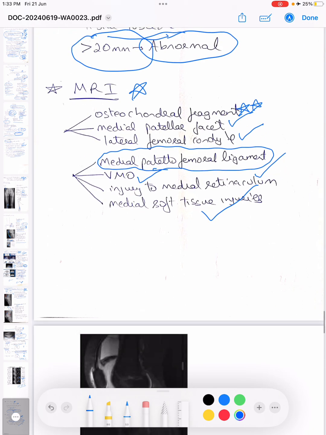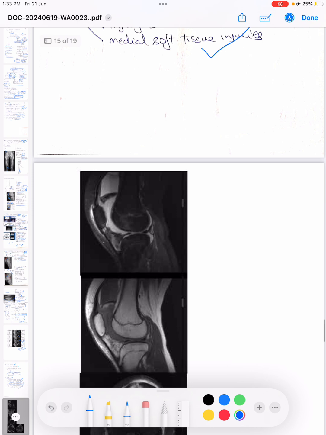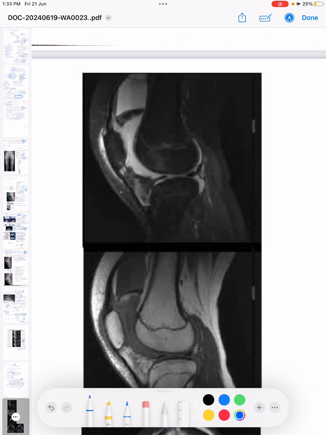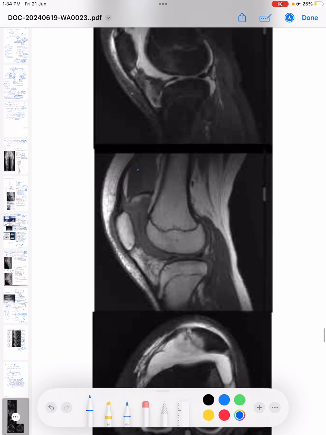So one of the cases which I saw was a case of osteochondral fragment with patellar dislocation. So these were the MRI images of the same, in which you can classically see why MRI is important. Sometimes it gets missed on X-rays. You can classically see an osteochondral fragment in the suprapatellar pouch, the suprapatellar region. As you can see over here, the osteochondral fragment is seen.